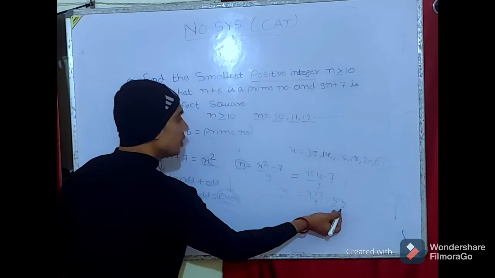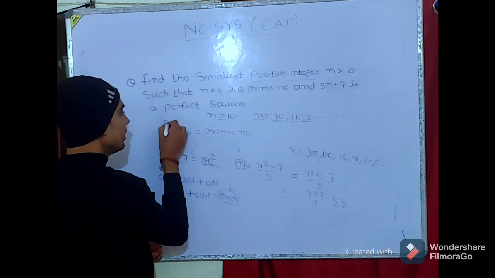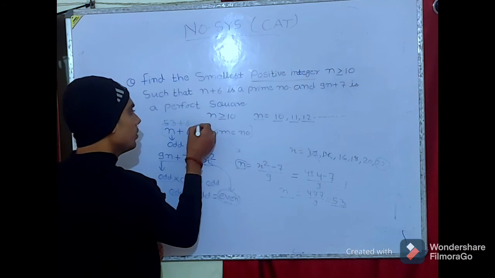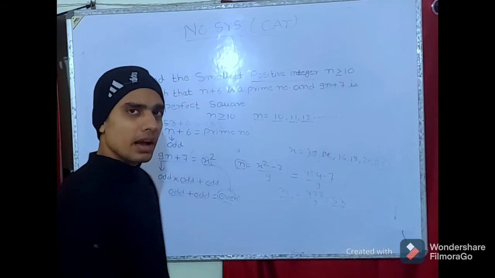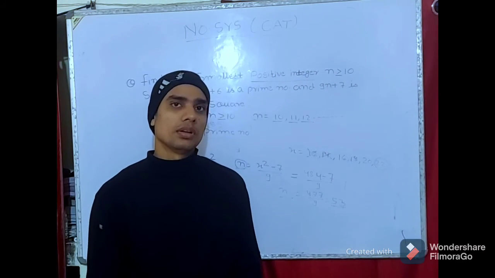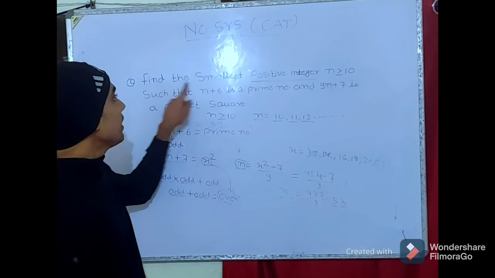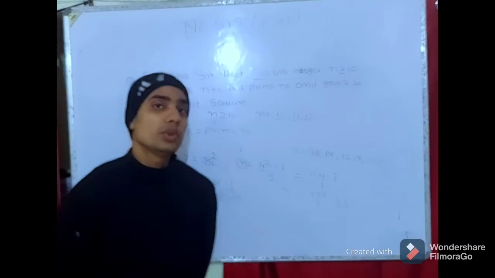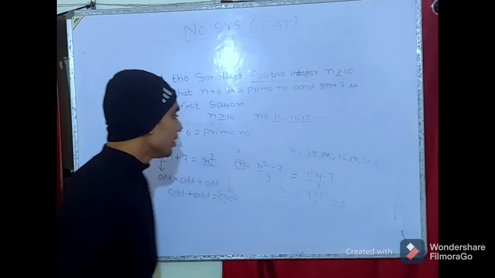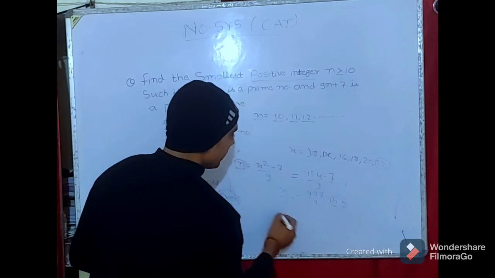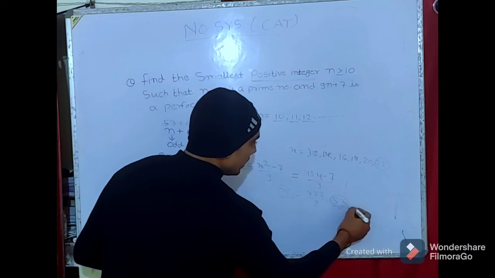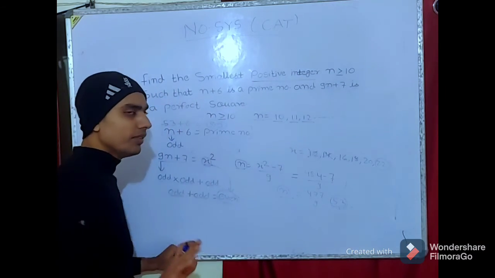We put this value in the equation: 53 plus 6 is equal to 59. Is 59 a prime number? Yes, 59 is a prime number. So we found the smallest positive integer. Which is the smallest positive integer? That is 53, meaning the value of n is 53. Then both conditions are satisfied.